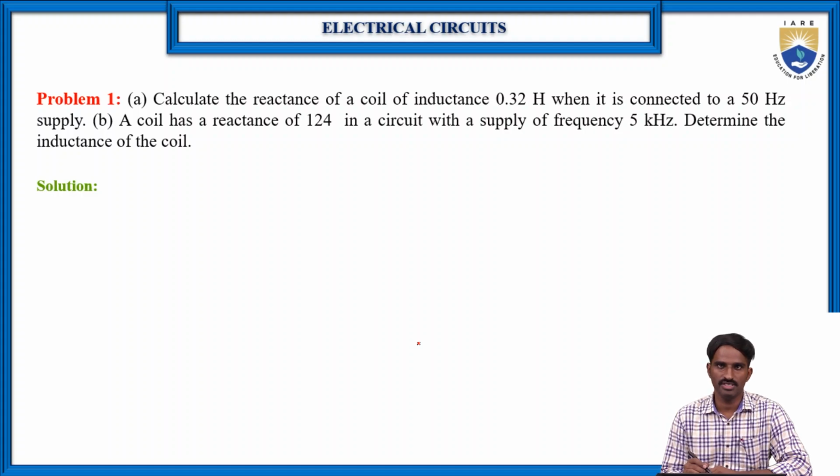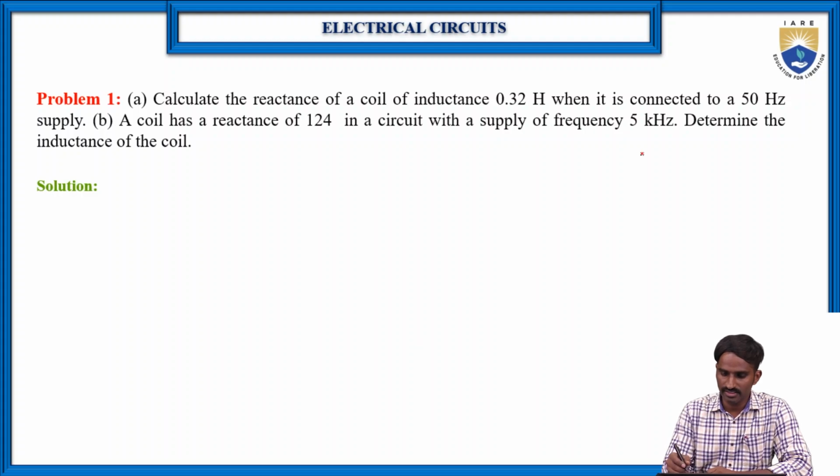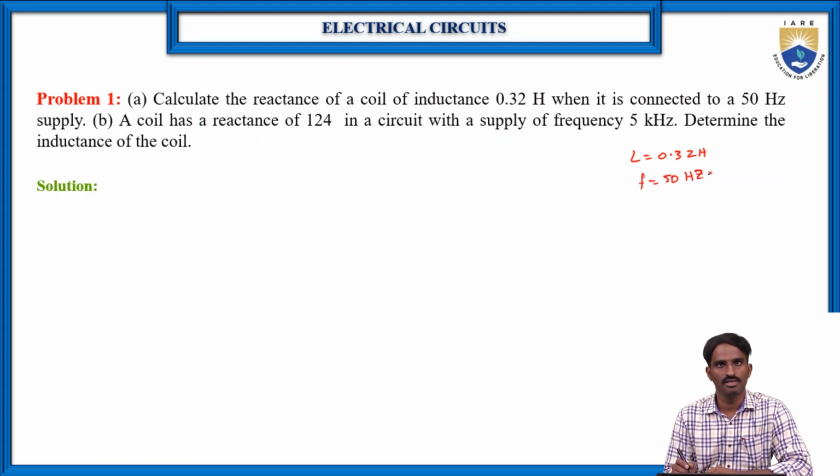In the first case, they ask us to calculate the reactance of a coil, and for that coil they have given the inductance, L equal to 0.32 henries, and the frequency, 50 Hz. Then they ask us to find the reactance, which means the inductive reactance. We already know that XL is equal to 2 pi F into L. We know the F value and the L value. You just substitute, then you will get the XL value, which is the reactance of the coil.